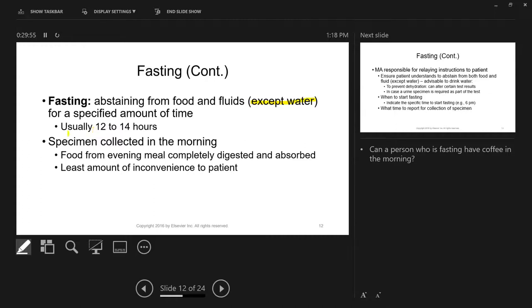Fasting is 12 to 14 hours of nothing except for clear liquid water. Not that there's really anything wrong with ice chips or something. It's just that's the definition. It's for definition purposes. Because I've heard that too: you can't drink anything, but you can have some ice. I'm like, well, ice is water.